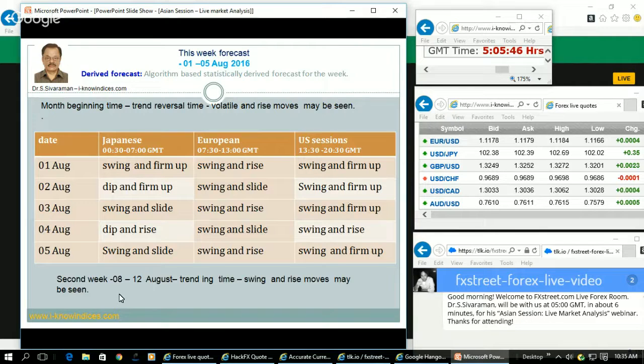Next week, the second week, from 8th to 12th August, they are expected to make the trending moves. So swing and more rise moves are expected in the market. So basically the players are expected to make volatile moves during this particular week. Either way stoppers, they are expected to create confusion for the other traders.